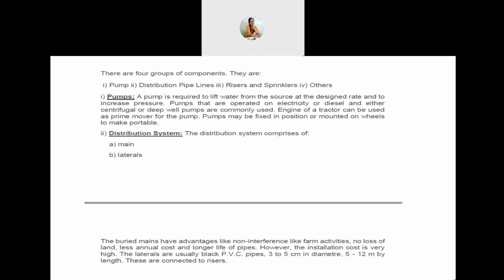Number two is the distribution system. The distribution system comprises A, main and B, laterals. The buried mains have advantages like non-interference with farm activities, no loss of land, less annual cost, and longer life of pipes. However, the installation cost is very high. The laterals are usually black PVC pipes, 3 to 5 centimeters in diameter and 5 to 12 meters in length. These are connected to risers.